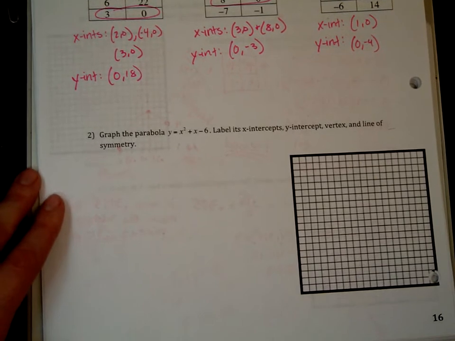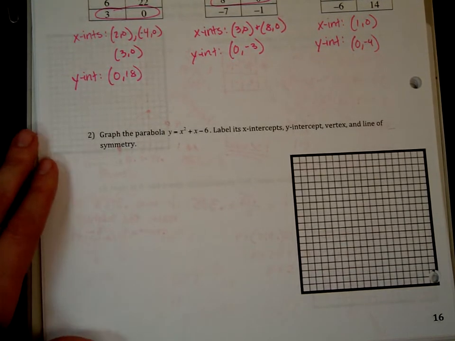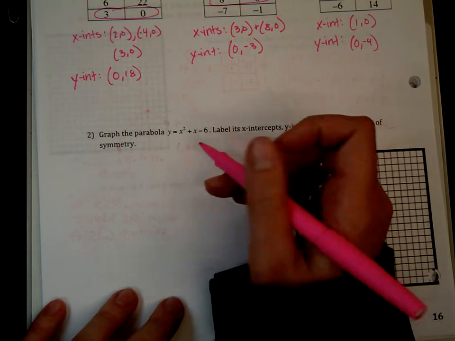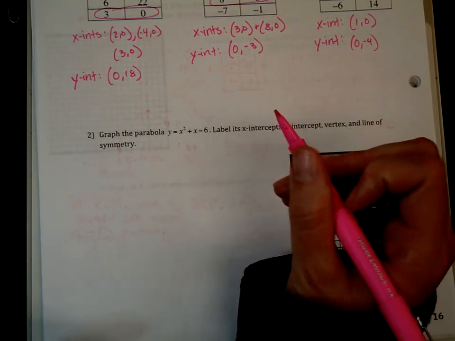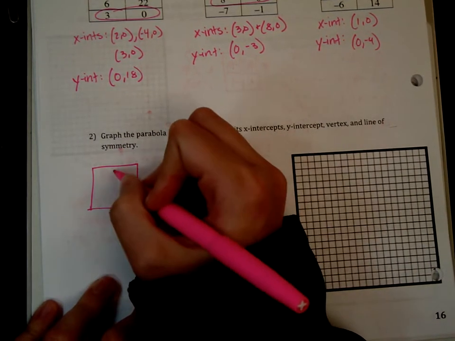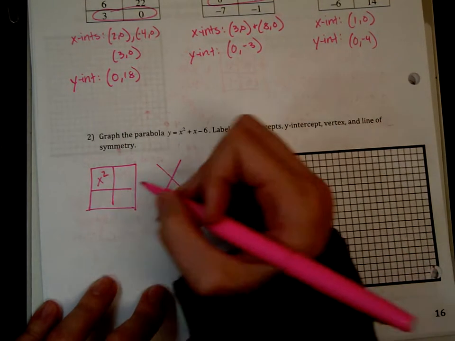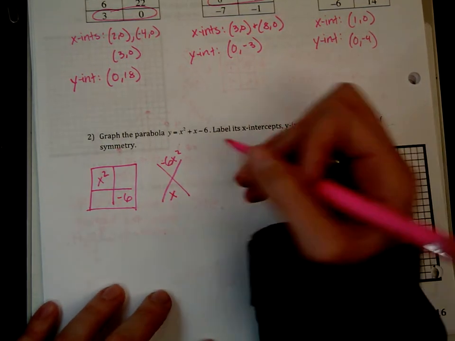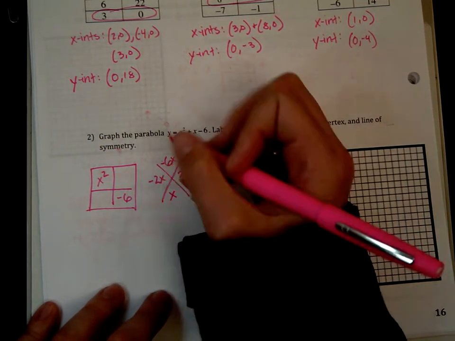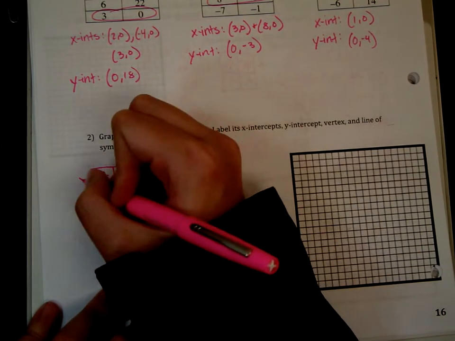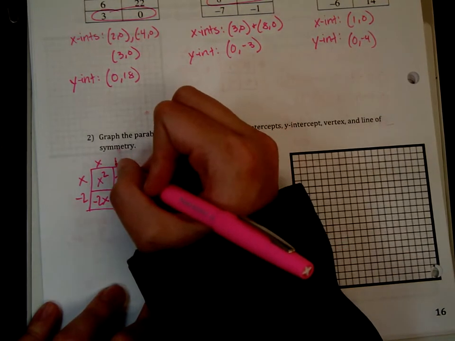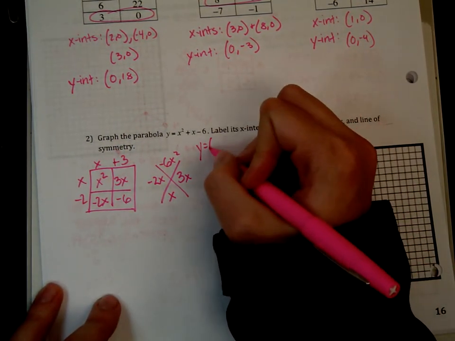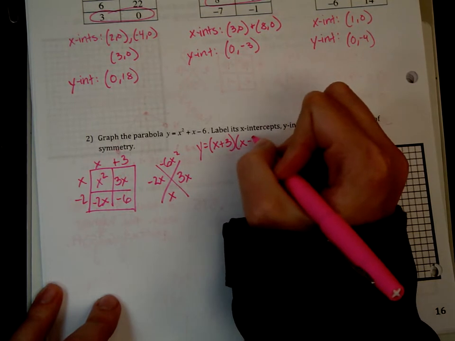Graph the parabola x squared plus x minus 6. Label x-intercepts, y-intercept, vertex, and line of symmetry. So I noticed that I don't have an even number of x tiles, so I'm not going to try to complete the square because I think that would be hard. Instead, I'm going to try to factor it. So I have x squared, negative 6. So I need two numbers that multiply to negative 6 and add to 1. So that would be positive 3 and negative 2. So we got x, negative 2, and positive 3. So the factored form of this equation is y equals (x plus 3) times (x minus 2).